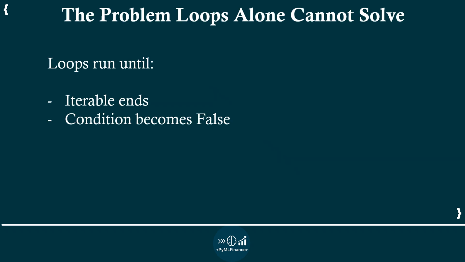Normally loops stop only in two conditions. In case of a for loop, the loop stops when all items in the iterable are processed. That is, the iterable ends here, and only then the for loop stops. In case of a while loop, the loop stops when the condition becomes false. Now sometimes we may want to stop the loop earlier, or we may want to skip a specific iteration for a certain condition, and that is where break and continue come into the picture.